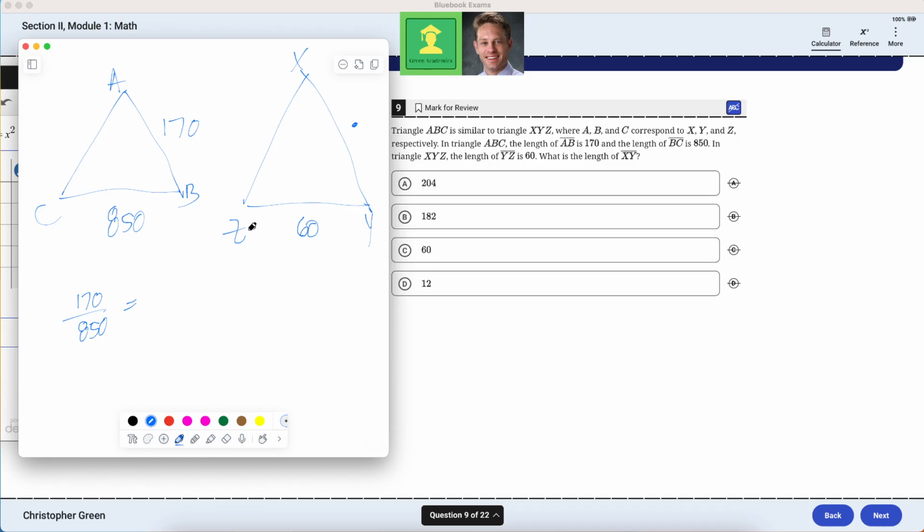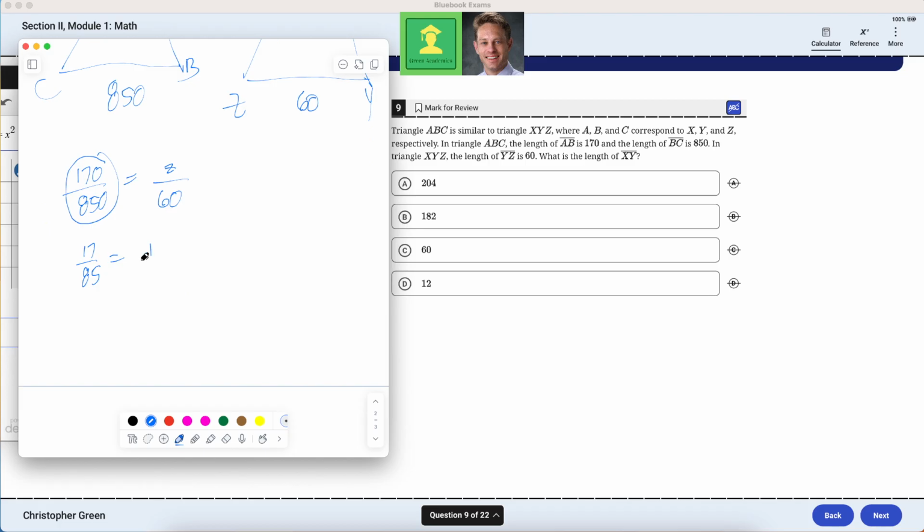Now technically, I teach my students to call this lowercase z because lowercase z is across from capital Z by convention in the labeling of a triangle. You could cross multiply this or simply realize that this reduces to 17/85, which reduces to 1 part in 5 is z over 60. And then you could probably just see that in your mind, but the answer is 12.